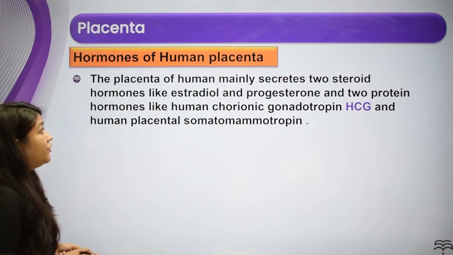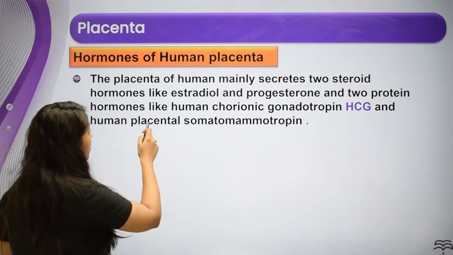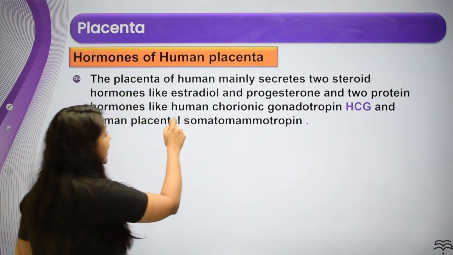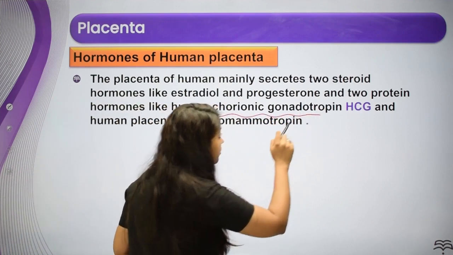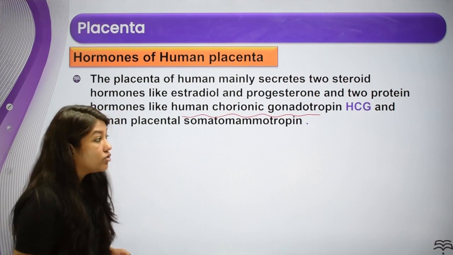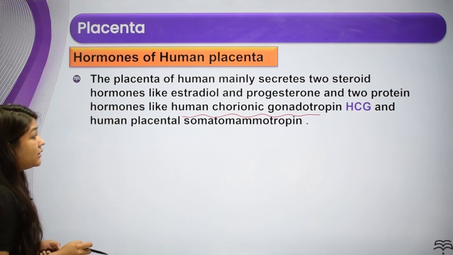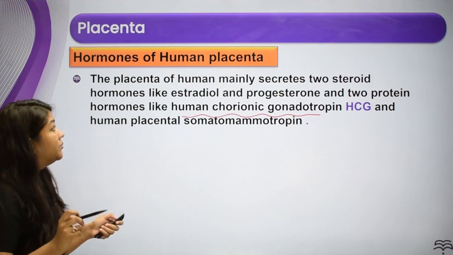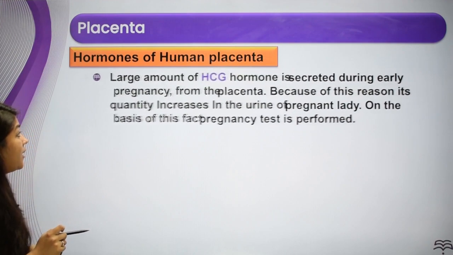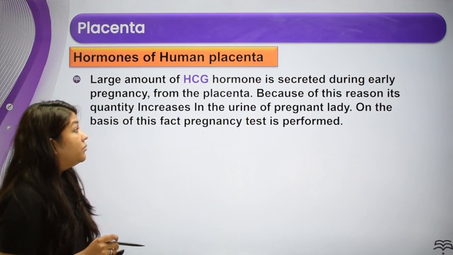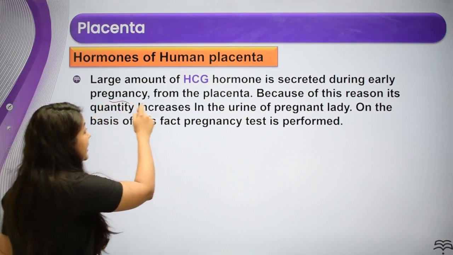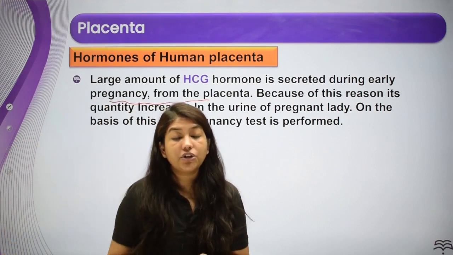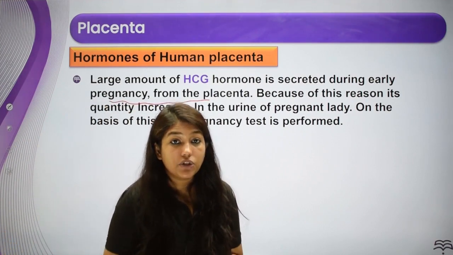ठीक है, the placenta of humans mainly secretes two steroid hormones like estradiol and progesterone and two protein hormones like HCG, human chorionic gonadotropin, जिसके बारे में हम लोग ऑलरेडी देख चुके हैं, and human placental somatomammotropin. Alright, so these are the important hormones of human placenta. Large amounts of HCG hormone are secreted during early pregnancy from the placenta, and it forms the basis of the detection of pregnancy at earlier stages also.